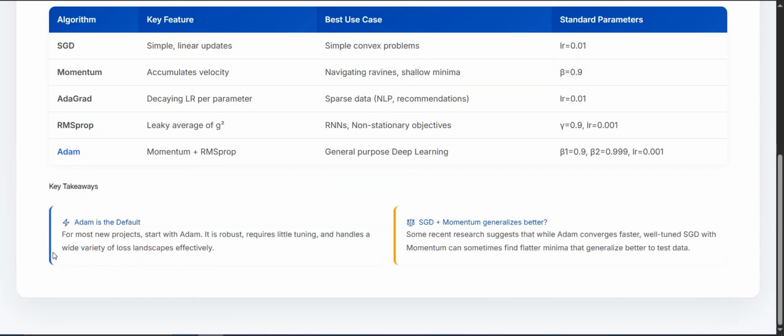So when you start a new project, you will often begin with Adam because it's reliable and doesn't force you to tune too many settings. But it is still important to learn what each method does because once you understand how they behave, you can choose the one that makes the most sense for your task.